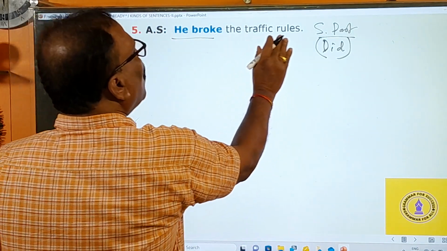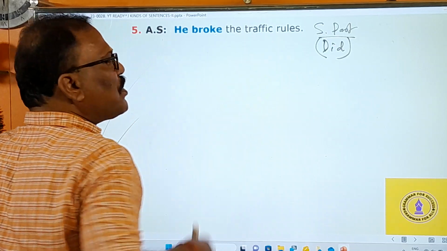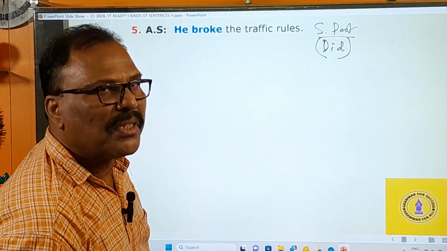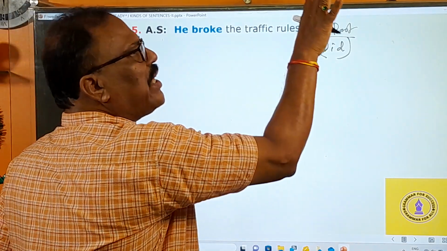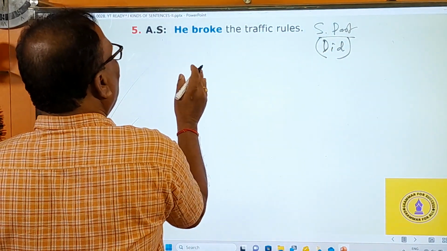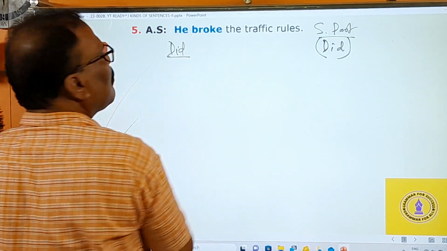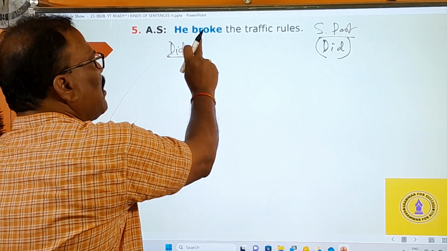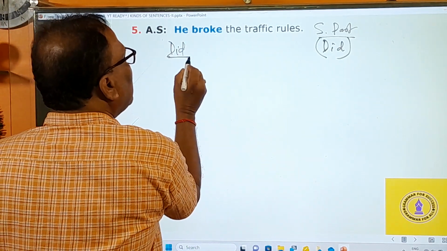He broke the traffic rules. Very important, look at me. उन्हें traffic rules को तोड़ दिया है. He broke the traffic rules. उन्हें traffic rules को तोड़ दिया. हो गया वो काम. And now change it into the interrogative sentence. What you have to do is, to change it, we have to use did. Right? Because it is the simple past, there is no helping verb at all. So you have borrowed this did as a helping verb.